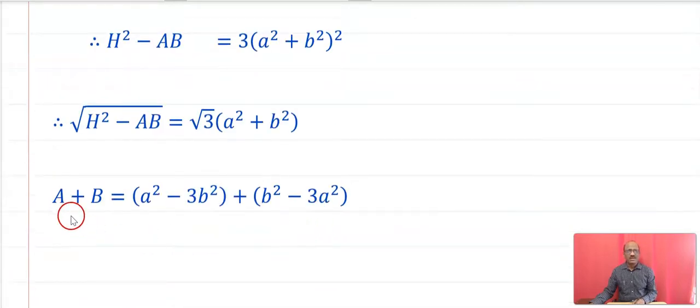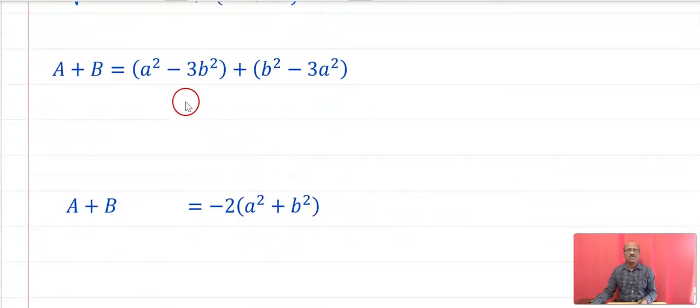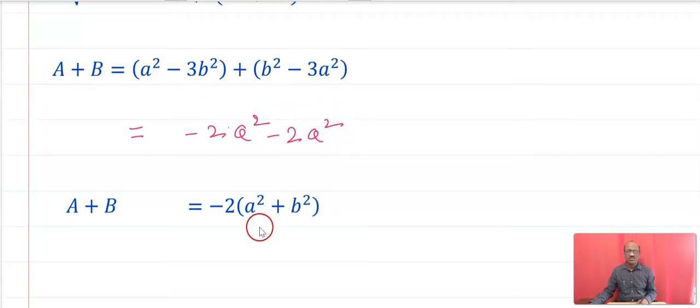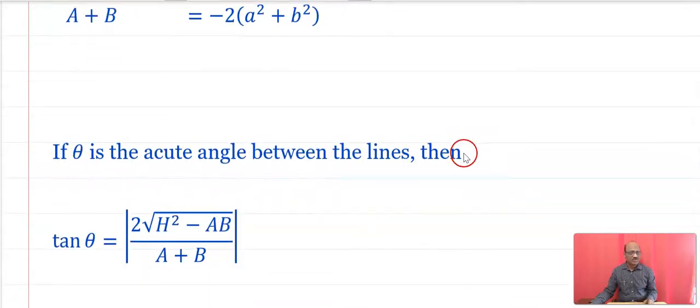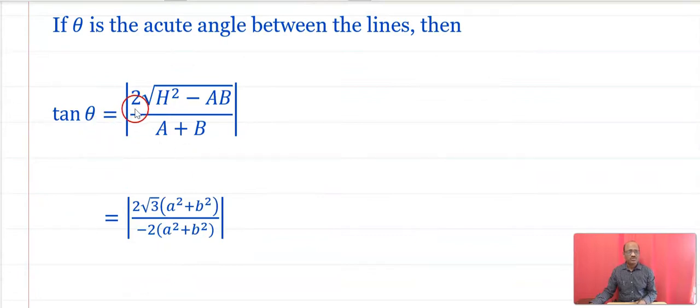And again next, what is the value of a + b? A is a² − 3b², and B is b² − 3a². If we add it, then what will happen here? That is a² and −3a², you will get −2a², and −3b² + b², you will get −2b². Take −2 as common, and that's why a + b is equal to −2(a² + b²). Therefore, as theta is the acute angle between the lines, tan theta is equal to 2√(h² − ab) upon (a + b).